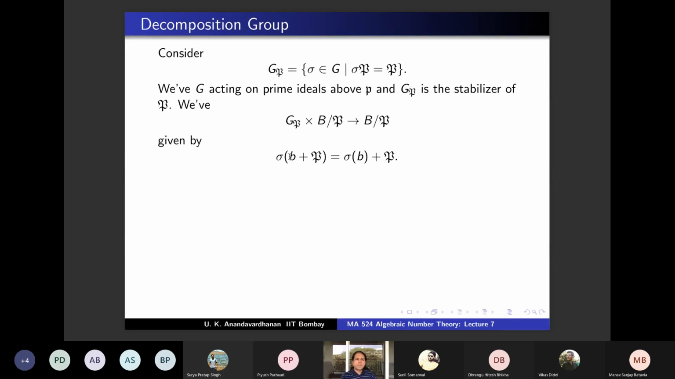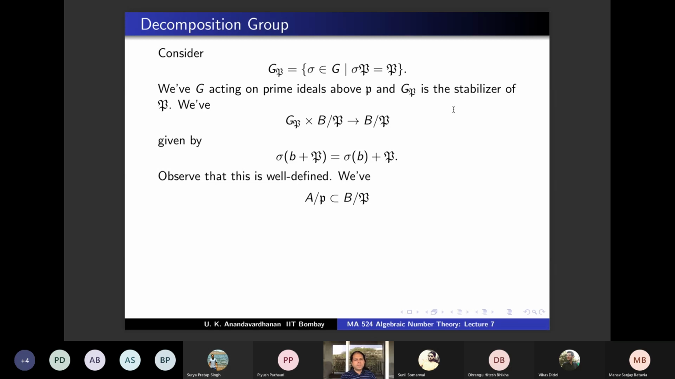And this is well defined because if b belongs to P, you want to say that sigma of b belongs to P. But that is true because sigma is from G_P. So if b is in P, then sigma of b is in P. Therefore, this is well defined. So you have this natural action. And of course A/P is contained in B/P.